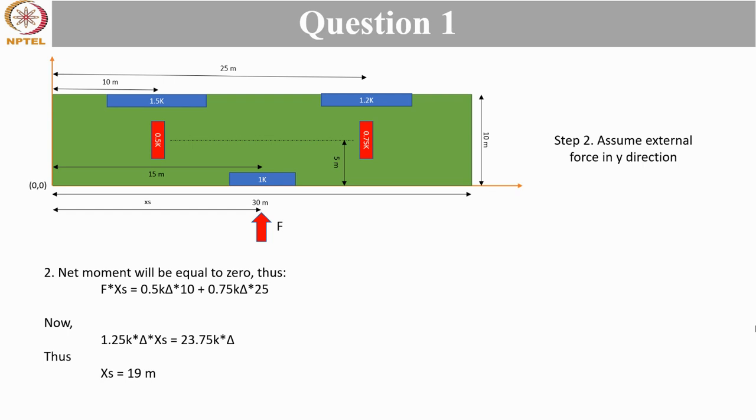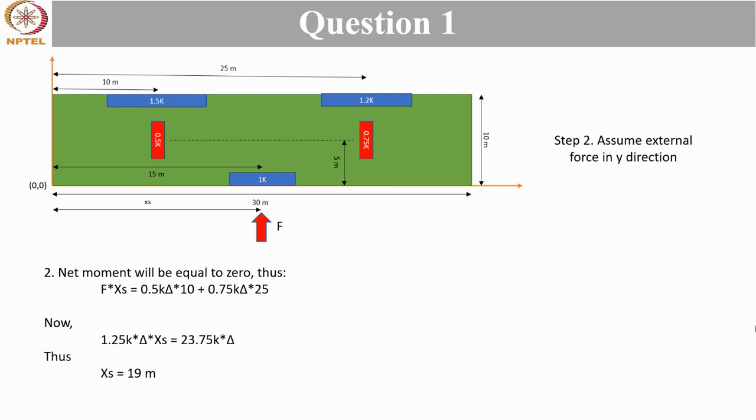So, F into xs is equal to the moment generated due to the resisting columns. It is nothing but k1 delta into its distance from origin and k2 delta into its distance from origin. So k1 is 0.5k and k2 is 0.75k. The 0.5k stiffness column is at a distance of 10 meter in x direction from origin, and the 0.75k stiffness column is at a distance of 25 meter from origin.